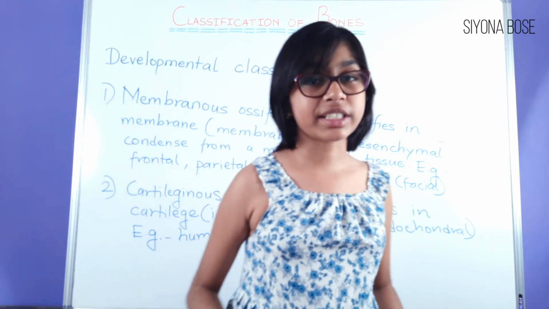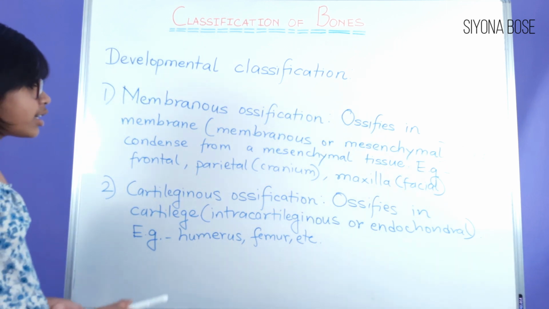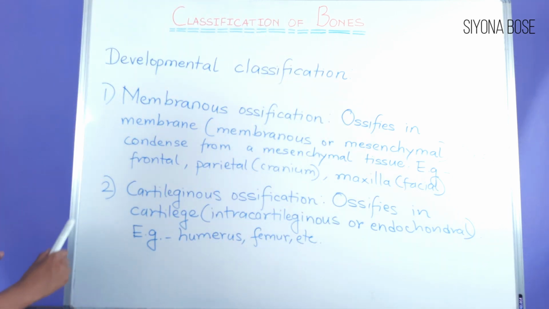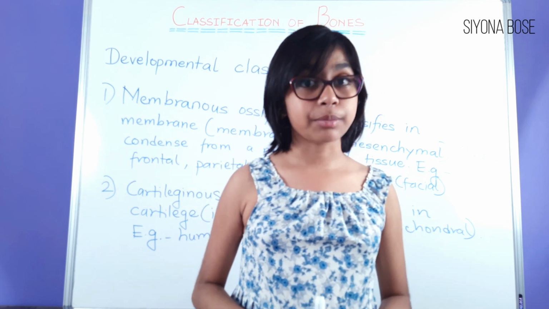Let's revise that one more time. Cartilaginous ossification ossifies in cartilage. Intracartilaginous or endochondral ossification. Examples are humerus, femur, etc. Now you may take a look at the board.